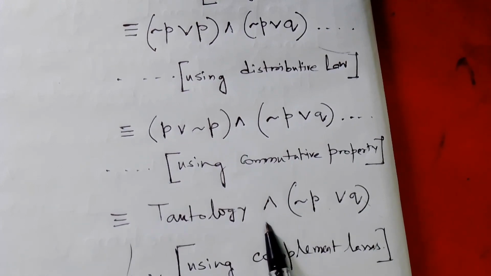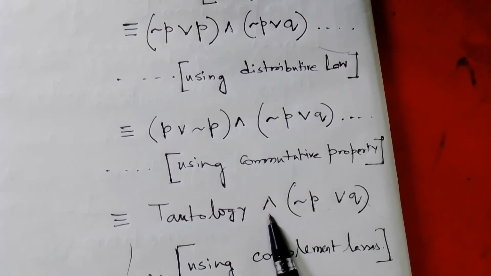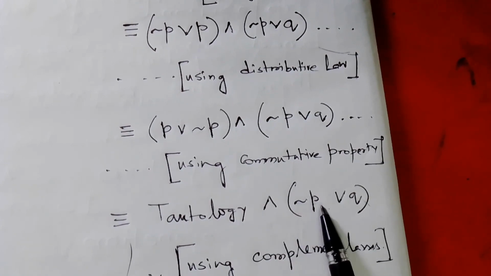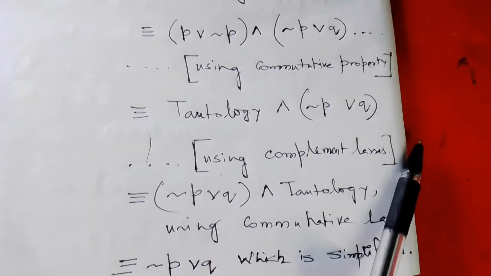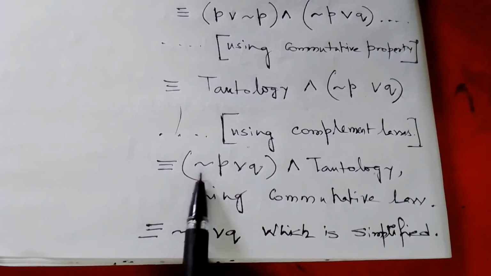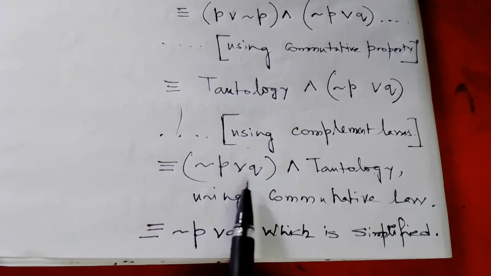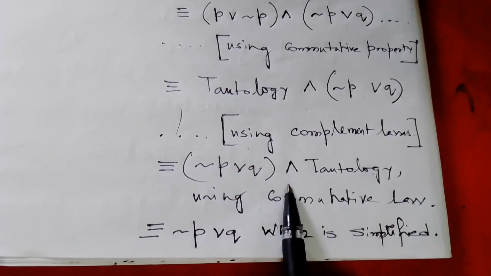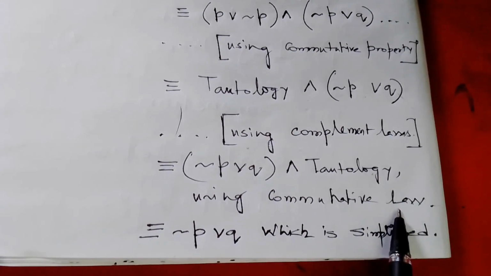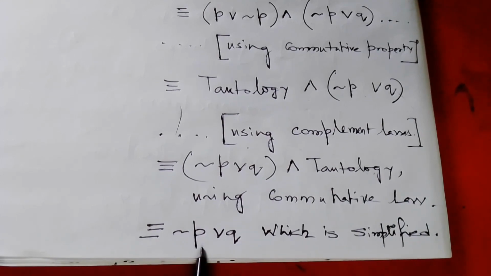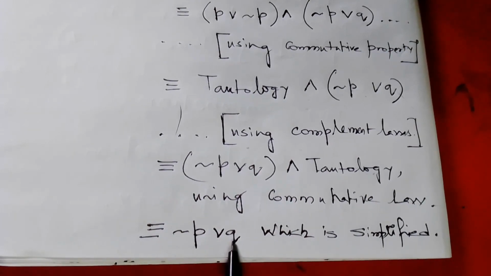Then this will be simplified into a tautology, this part, and tautology conjunction (negation of P disjunction Q). So this is using the complement law. And (negation of P disjunction Q) conjunction tautology, using the commutative law, gives negation of P disjunction Q. So now the compound proposition has been simplified into this.